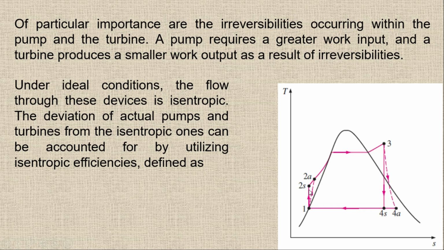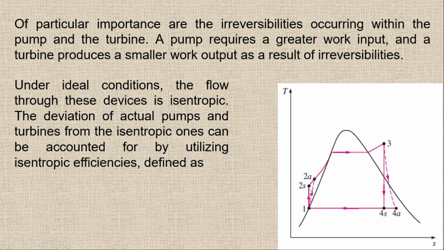The deviation of the actual pumps and turbines from the isentropic ones can be accounted for by utilizing isentropic efficiencies, as we have already discussed in chapter 7 when we were discussing entropy. So we have two different isentropic efficiencies here. We have the isentropic efficiency of the pump, and then we have the isentropic efficiency of the turbine.